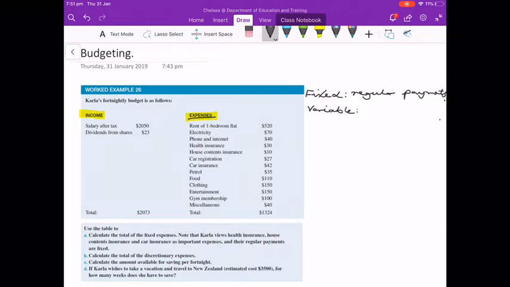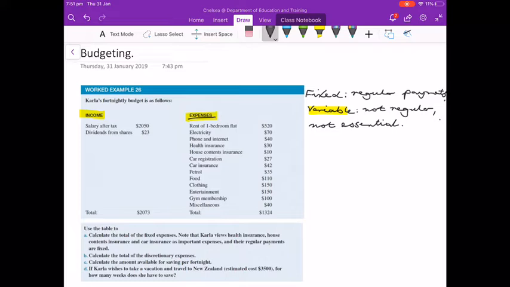Whereas variable expenses are not regular and they are also considered to be not essential. Now, the way that you save money is you reduce your discretionary or variable expenses to save. So we're going to go through the worked example now using this information in the table.